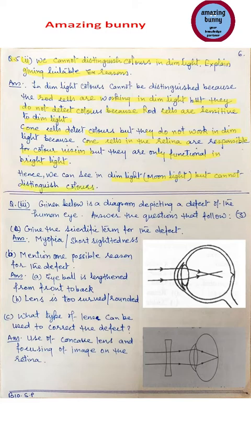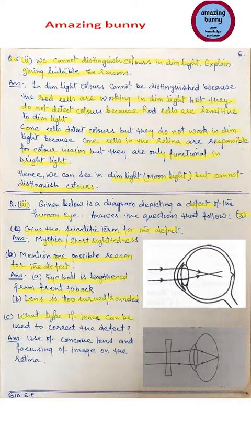Hence we can say in dim light or moonlight, we can see but cannot distinguish colors. Part 3, given below is a diagram depicting a defect of the human eye. Answer the question that follows. Now give the scientific term for the defect, and the scientific term is myopia, and it is also known as short sightedness. Second question, mention one possible reason for the defect. So there are two reasons. Eyeball is lengthened from front to back. This is very important, from front to back, and lens is too curved or rounded.